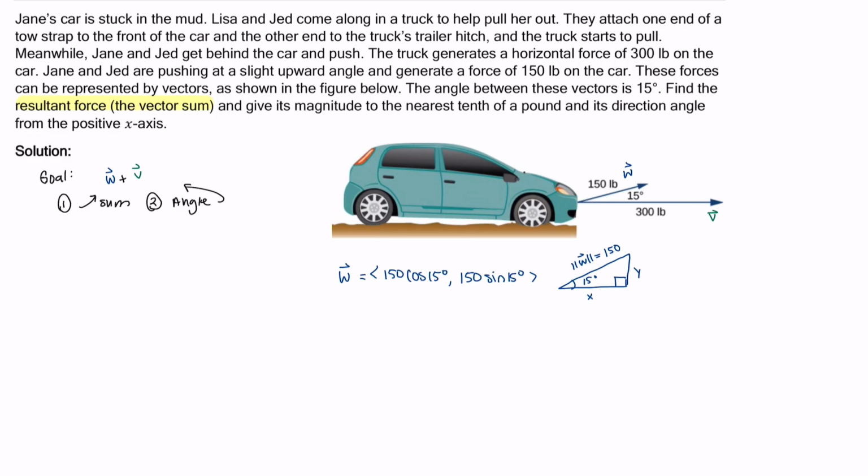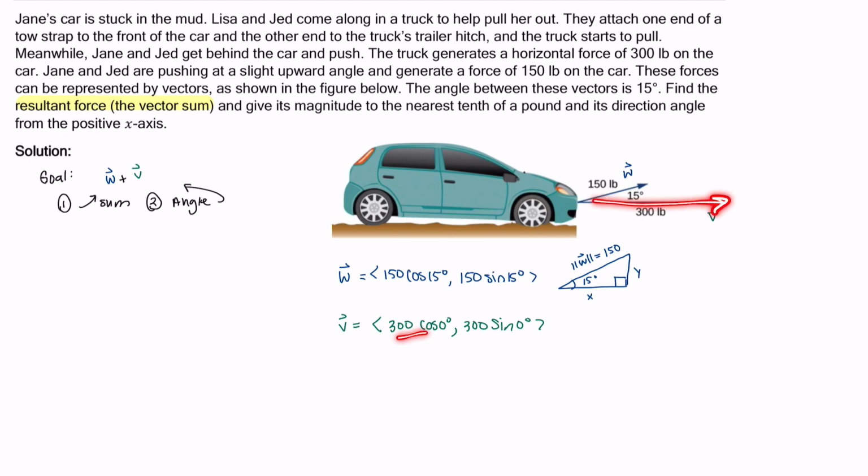Okay, now what about V? Well, V, we could draw a triangle. It's flat, so the x component is going to be 300 times cosine of 0 degrees, since this is on the horizontal, and the y component is going to be 300 sine of 0 degrees, since again, this is horizontal.